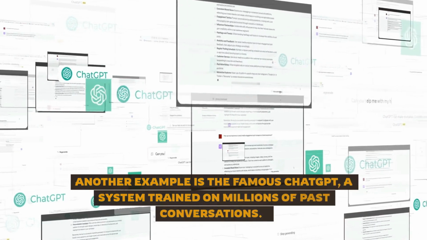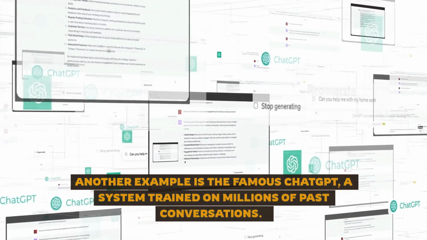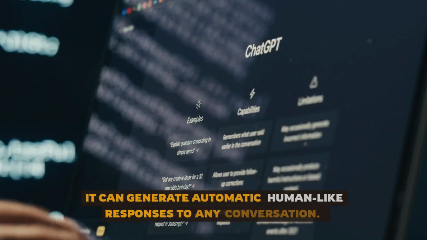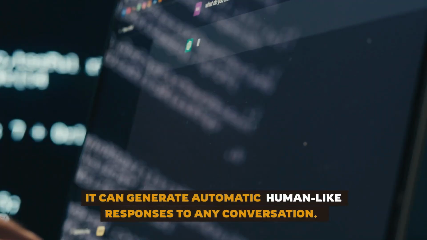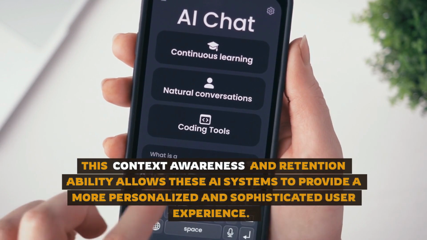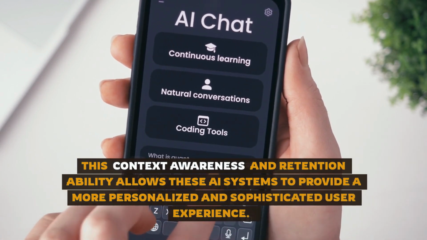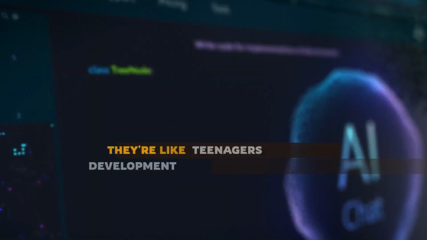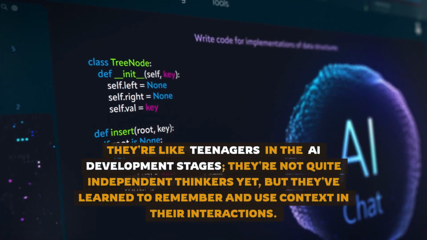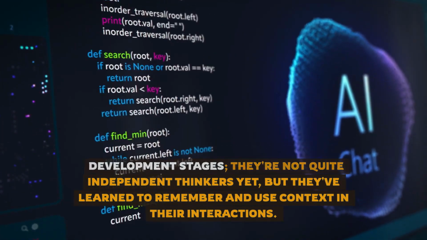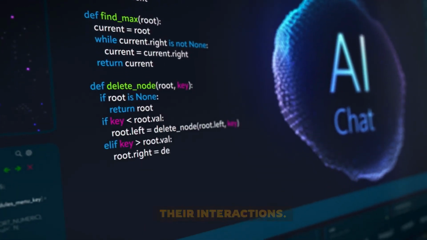Another example is the famous ChatGPT, a system trained on millions of past conversations. It can generate automatic human-like responses to any conversation. This context awareness and retention ability allows these AI systems to provide a more personalized and sophisticated user experience. They're like teenagers in the AI development stages. They're not quite independent thinkers yet, but they've learned to remember and use context in their interactions.